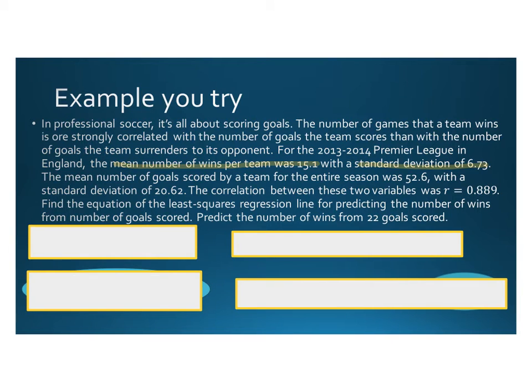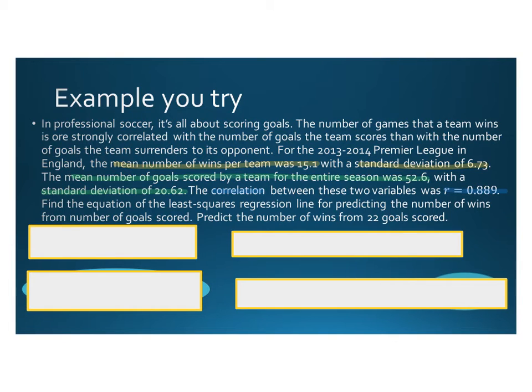And then notice as we continue reading, it says the mean number of goals scored by a team was 52.6 with a standard deviation of 20.62. And notice it also gives us the correlation between the two variables. So the correlation was r equals 0.889.